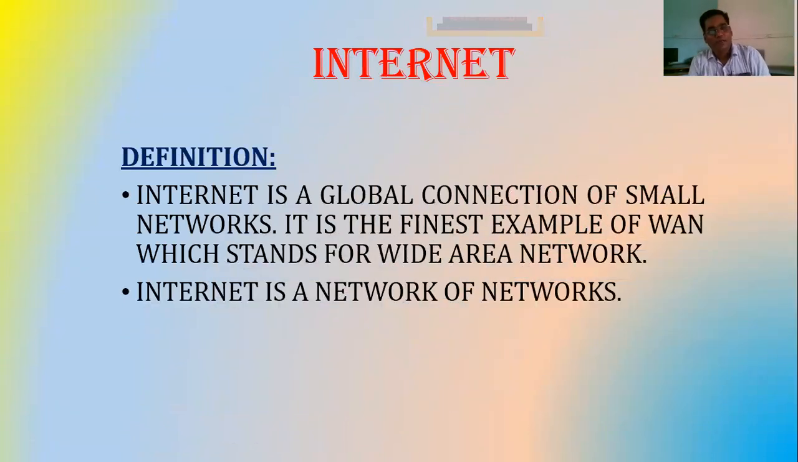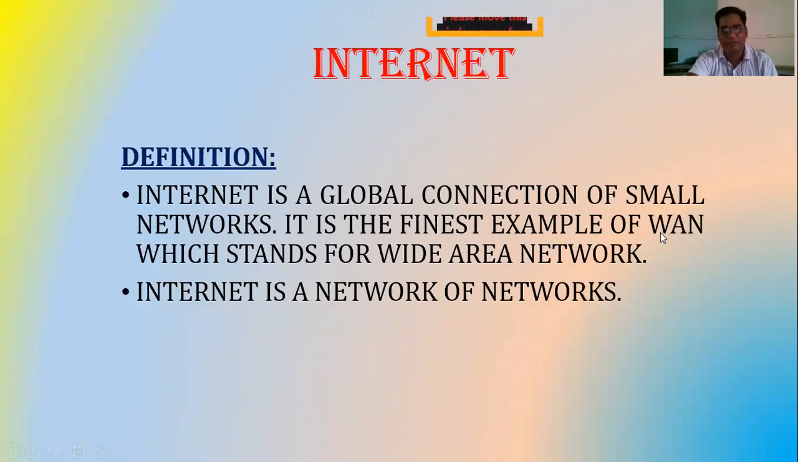Now we have come to the point, that is internet. Internet is a global connection of small networks. It is the finest example of WAN, which stands for Wide Area Network. Means to say, all the computers and small networks found in different cities, even local regions, everywhere around the globe, which are connected with each other, that is called internet. And it is the finest example of WAN.